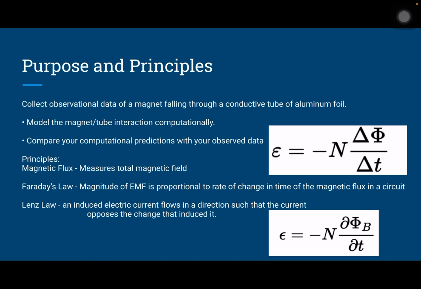The principles we use in this are magnetic flux to measure the total magnetic field; Faraday's law, the magnitude of EMF is proportional to the rate of change in time of the magnetic flux; and Lenz's law, the induced electric current flows in a direction such that the current opposes the change that induced it.